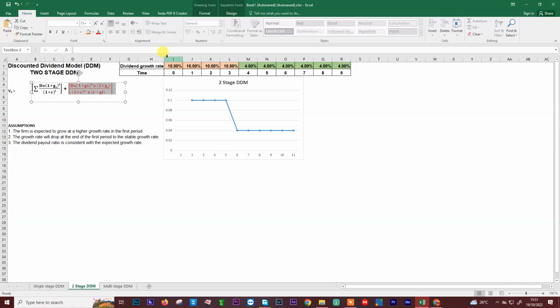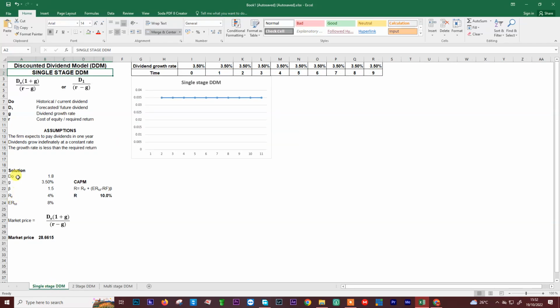So the best way to explain this is to explain what these components are. D naught, which we already explained in the single-stage DDM, we had said is the historical or current dividend. Then we have G, which is also explained as the dividend growth rate. R is the cost of equity or required return.